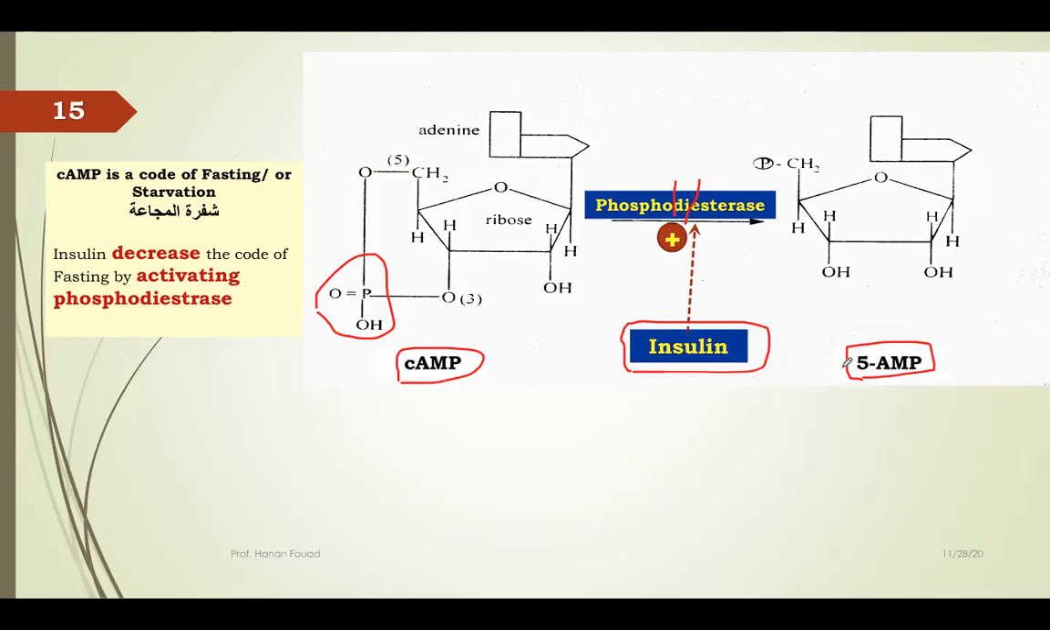If cyclic AMP is broken, it will stop functioning. It will not activate protein kinase A. So insulin activates the enzyme which breaks cyclic AMP. So insulin decreases the effect of fasting or starvation by activation of phosphodiesterase. Okay?